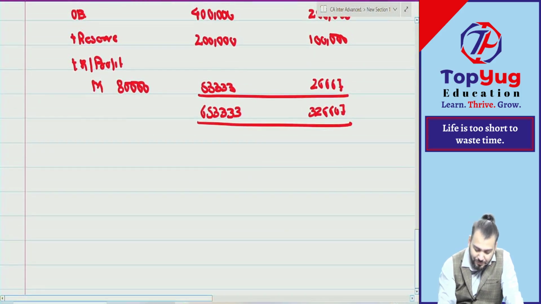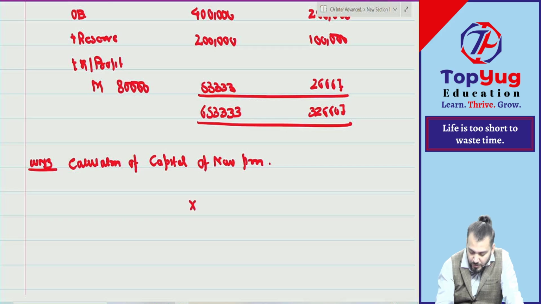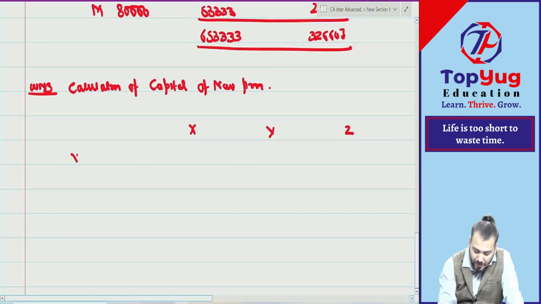Last working note, the first shortcut. Working note number 3: calculation of capital of new firm. It is X, Y and Z. X and company, how much?